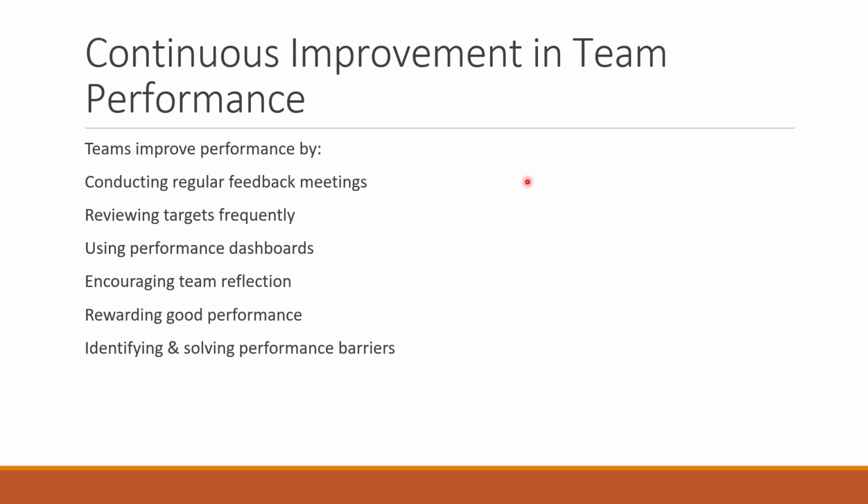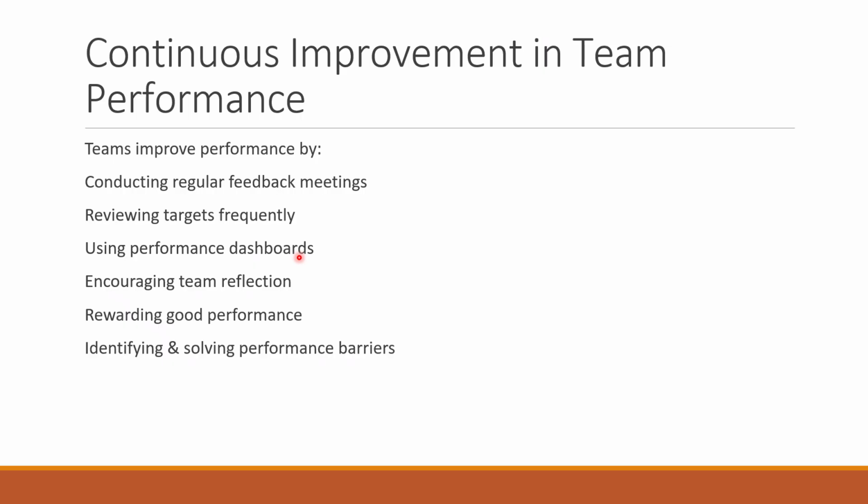Here it is seen that team performance is not a one-time achievement, it is a continuous process of improvement, learning, and adjustment. Continuous improvement here means regularly reviewing how the team works and finding ways to do things better. Some ways by which the team achieves continuous improvement include conducting regular feedback meetings. These are the ones where members discuss what went well and what did not. Then there is reviewing targets frequently, where they review their goals and progress every week or maybe every month.